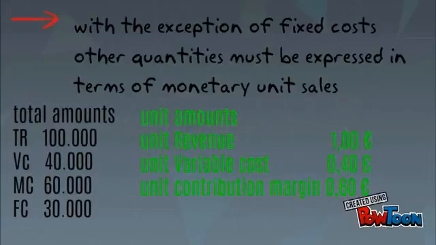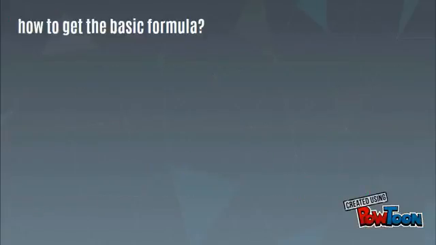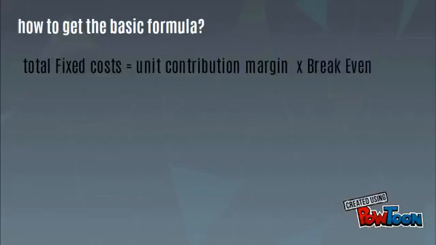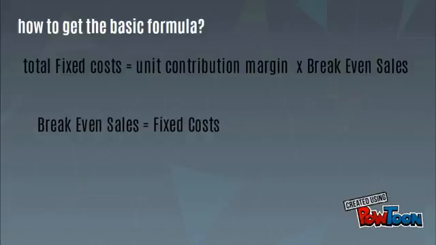We can see here for each €1 of revenue we have a unit variable cost of 40 cents and a unit contribution margin of 60 cents. How can we get the basic formula? We know that fixed costs must be covered by the unit margin of contribution multiplied by the break-even sales. Inverting the members and isolating the sales, we can get them dividing fixed cost by the unit contribution margin. In our case, the break-even has an amount of 50,000.